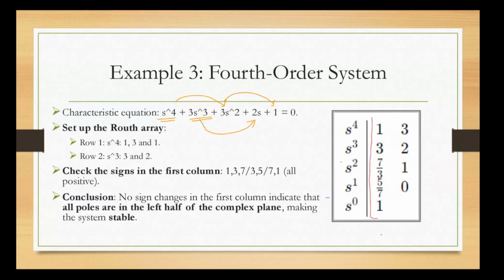Now we will check the first column. All the signs are positive, and we conclude that there is no sign change in the first column, which indicates that all poles are in the left half of the complex plane, making it a stable system.